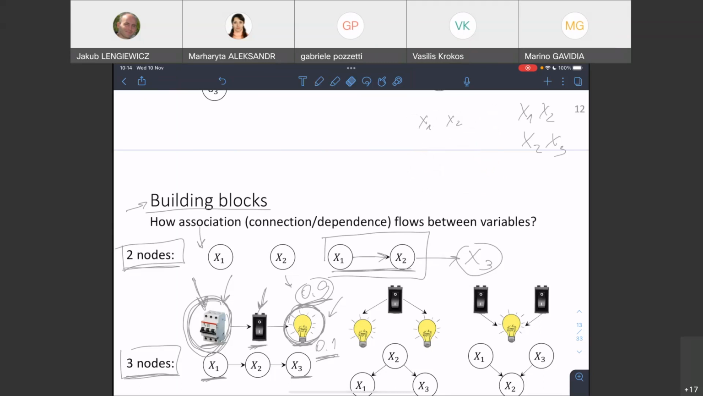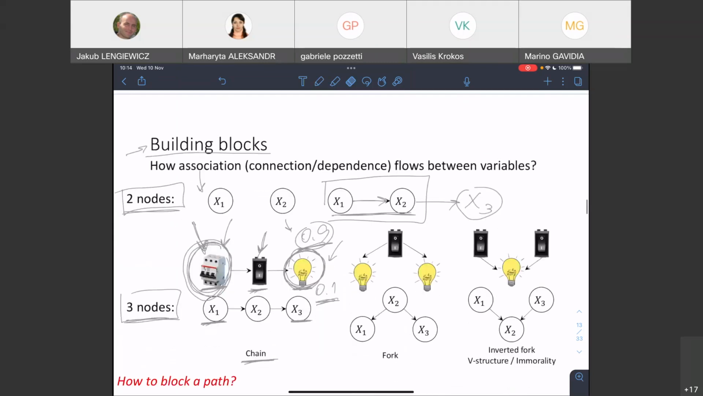Now, what will happen if we condition on the middle node? Conditioning I will be representing with this gray background of the node. Conditioning is an operation that we discussed last time, and what it means in reality is that I fix the value of the middle node. And in this case, this association flow will be blocked.